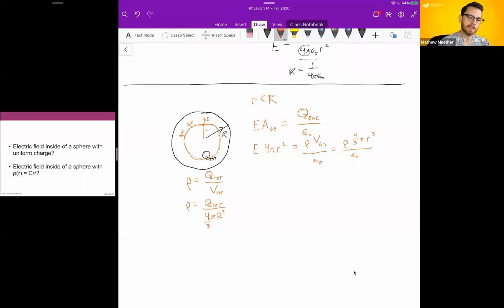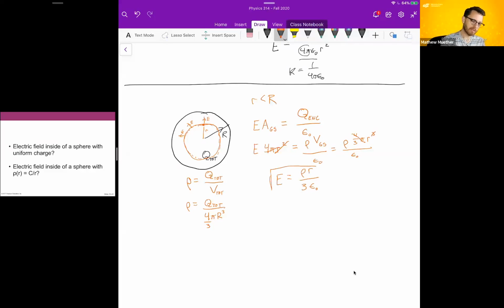And now let's solve this for the electric field. I can see that I have a factor of 4 pi on both sides that cancels out. I have an r squared over here and an r cubed, so that leaves one factor of r. And so I get that the electric field has to look like the charge density times r divided by 3 epsilon naught.